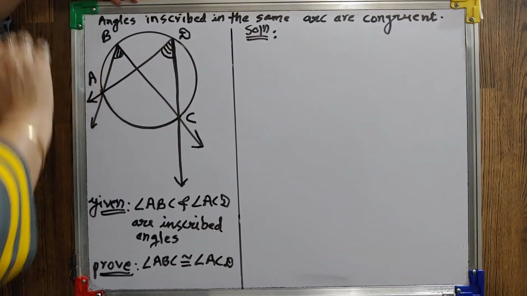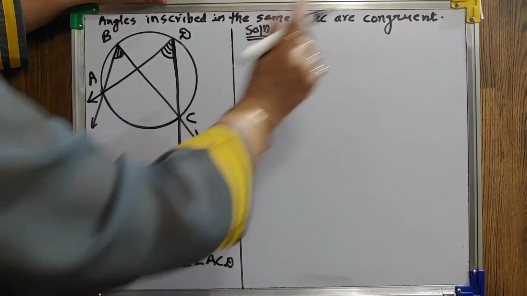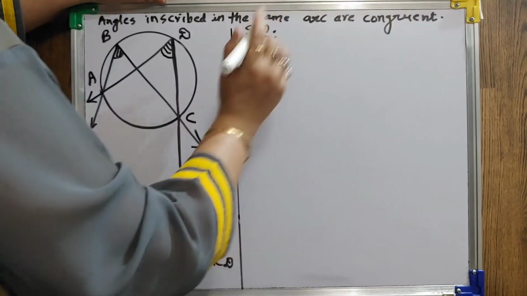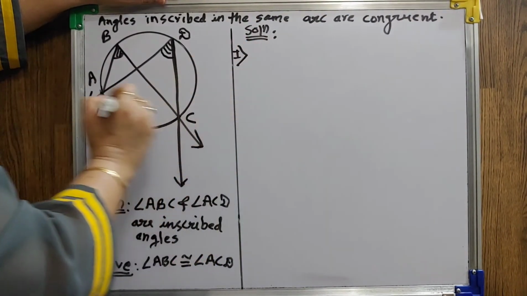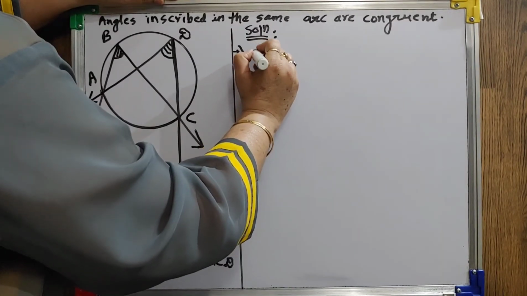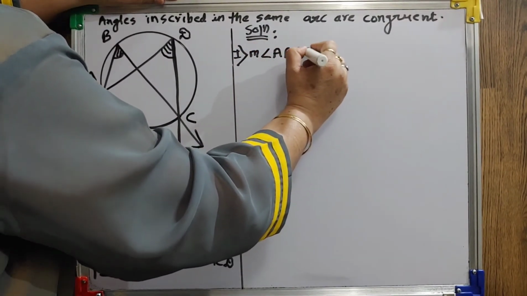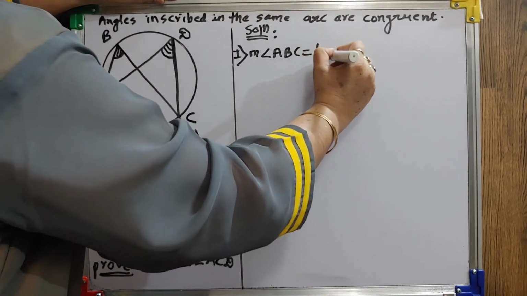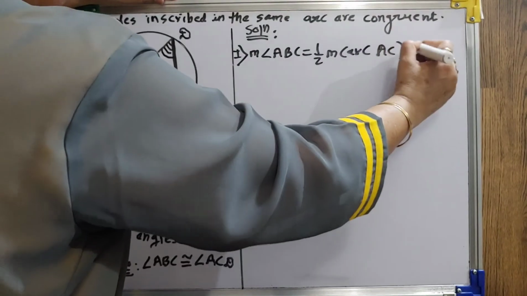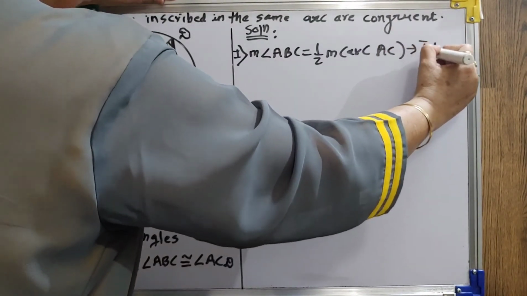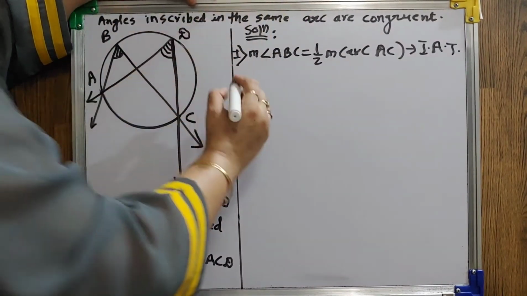So both the angles are inscribed in the same arc. If this is the condition, they are always congruent. Now how to prove? Now you know the inscribed angle theorem. We will apply that only. Now angle ABC will be half of its intercepted arc AC. Inscribed angle theorem. In this video, very first theorem, we have done this only.